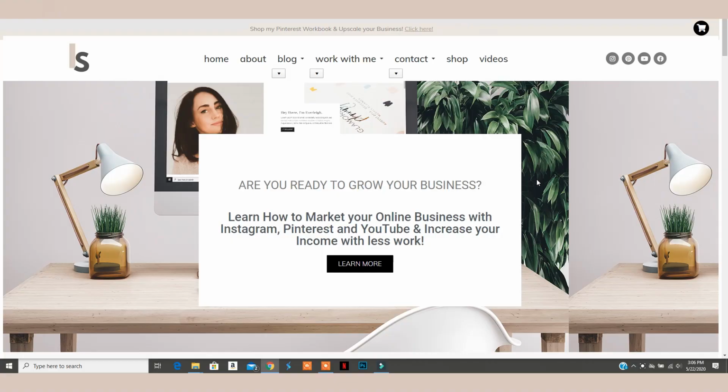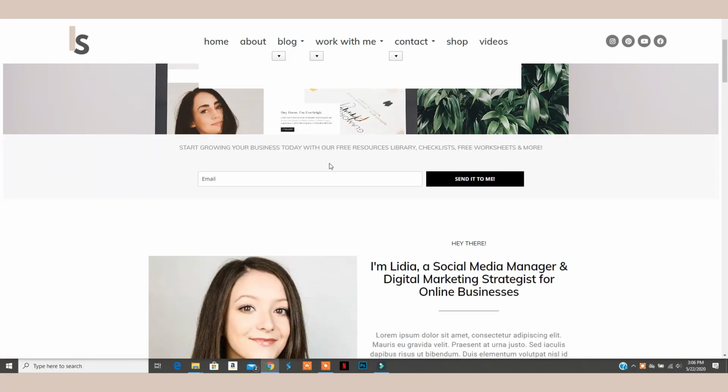The next idea is a free resource library. So I've seen a lot of bloggers doing this. I've seen a lot of people that share insights into their resource library, but only by people who are subscribed to their email list. And the reason for that is because it tells people that you actually have valuable resources there that you want to share with your audience, and that is why you're only sharing them with your email subscribers.